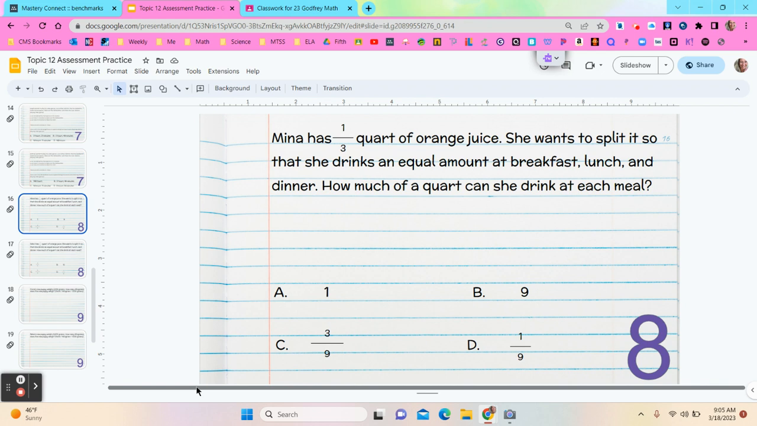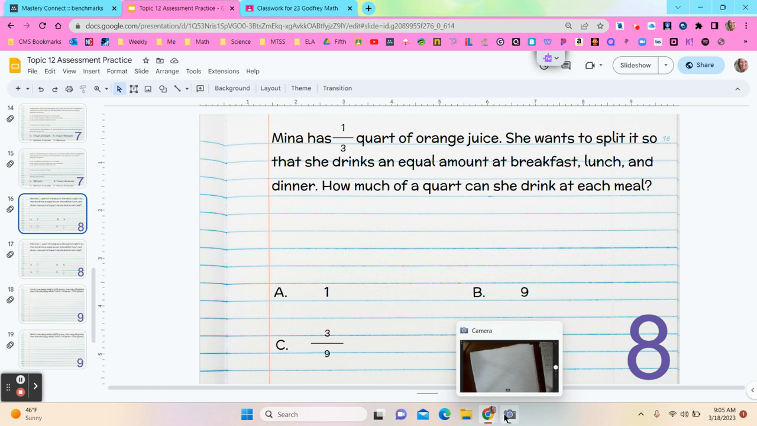All right. Mina has 1/3 quart of orange juice. She wants to split it so that she drinks an equal amount at breakfast, lunch, and dinner. How much of a quart can she drink at each meal? See the question? So let's go and write the question. How can we rephrase that? How much of a quart? So let's say amount of a quart she can drink at each meal. Breakfast, lunch, and dinner. So that's 3 meals.